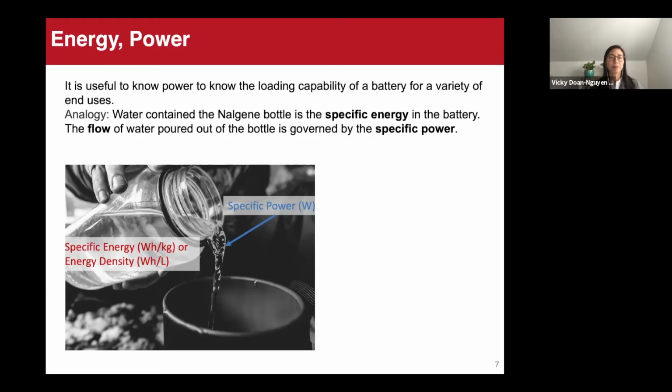time. An analogy of energy and power can be described in this figure here, where let's say you have water that's contained, some volume or some mass of water that's contained in this Nalgene bottle here. The specific energy, how much water is in the bottle, is a specific energy, and how much of the flow of water that's being poured out of the bottle, well, that's governed by the specific power of the battery.